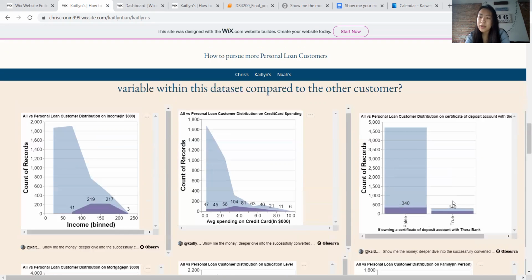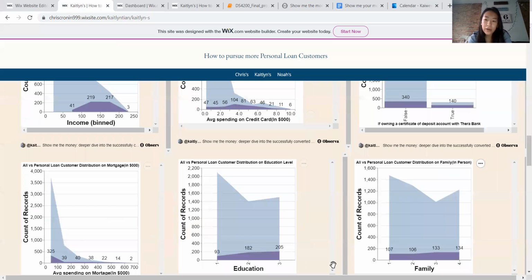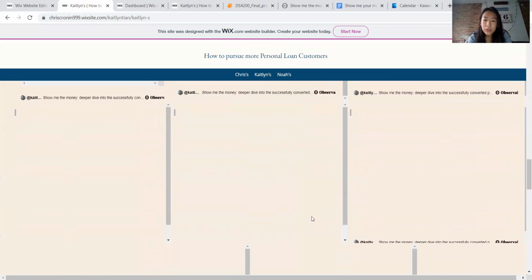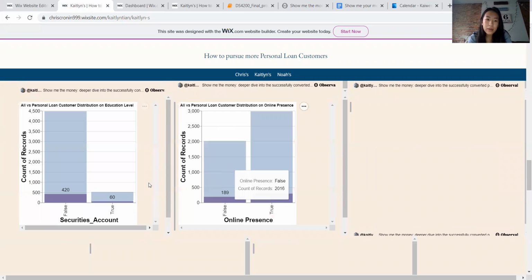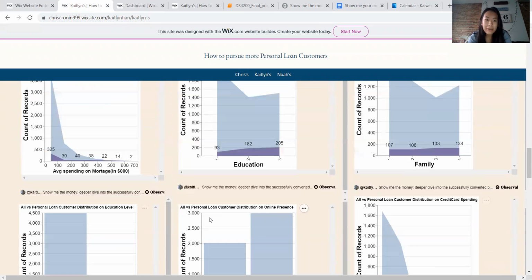And for certificate of deposit, although they tend not to have a certificate of deposit, the ones who owned one actually compose around 40% of all the ones who did own a certificate of deposit, which I thought was pretty interesting. But as you go down here, you can see the trend starts to become more and more similar to the other customers.